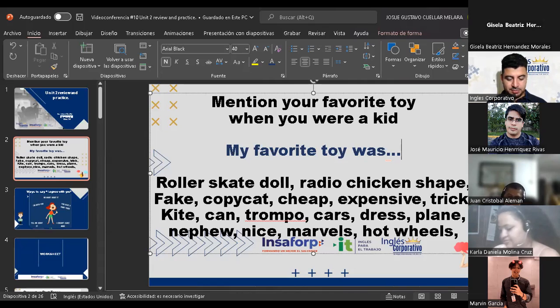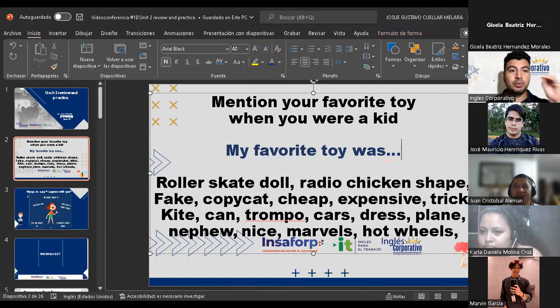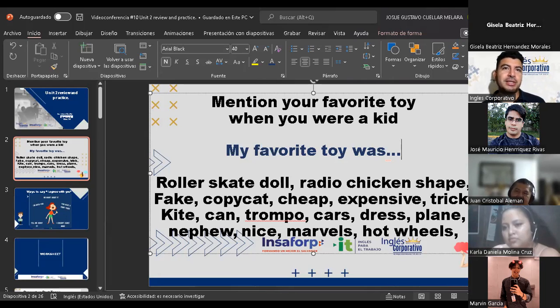My favorite toy was Nintendo, especially Mario Bros. Oh, yes. Nintendo. The first one, because after that came Super Nintendo, right? Yes. I guess the Super Nintendo console had the biggest impact in console games. Creo que tuvo el impacto más grande. Of course, there was the competition, like Sega.